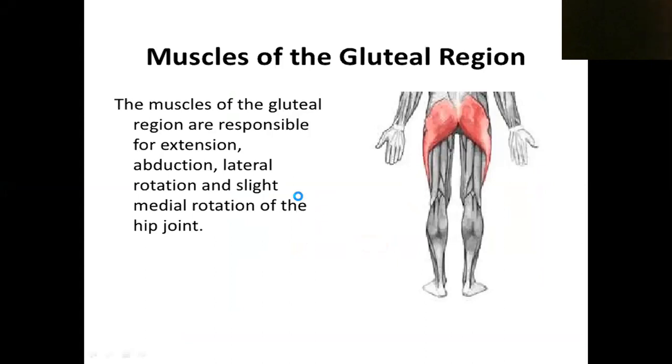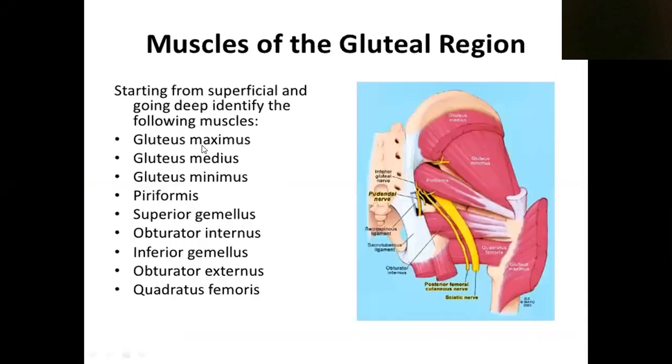What are the 10 muscles? We'll see that. Gluteus maximus, the largest muscle in this gluteal region. Then gluteus medius, gluteus minimus. Then another muscle, piriformis. It is known as the key muscle of this gluteal region. The piriformis divides the nerves and vessels of this region into two categories: one is superior gluteal, and the other is inferior gluteal. Because of that reason, it is known as the key muscle of this gluteal region.